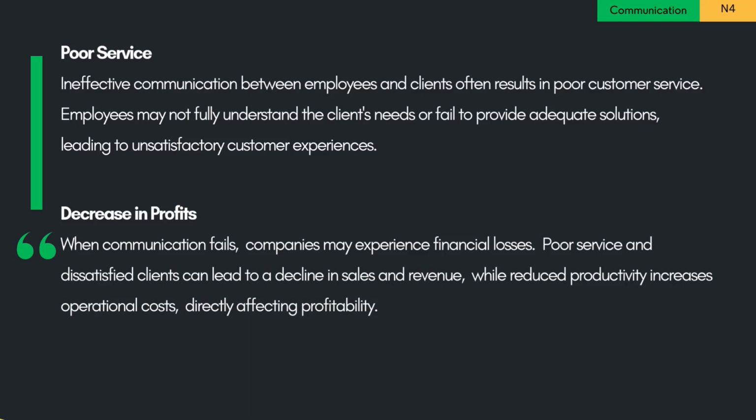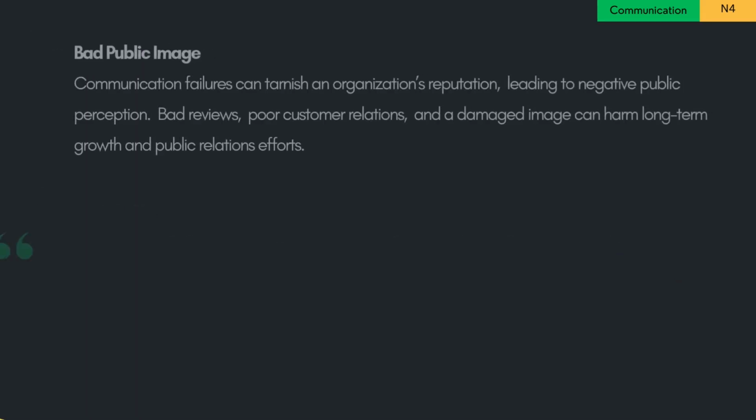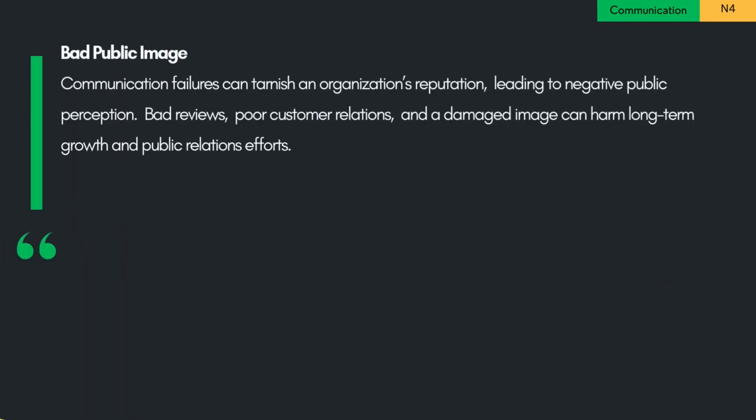5. Decrease in profits. When communication fails, companies may experience financial losses. Poor service and dissatisfied clients can lead to a decline in sales and revenue, while reduced productivity increases operational costs, directly affecting profitability. 6. Bad public image.